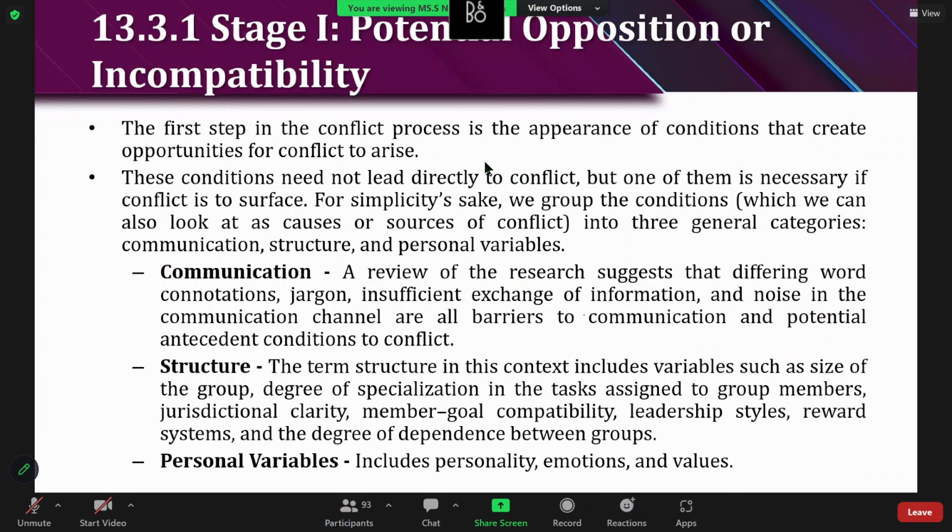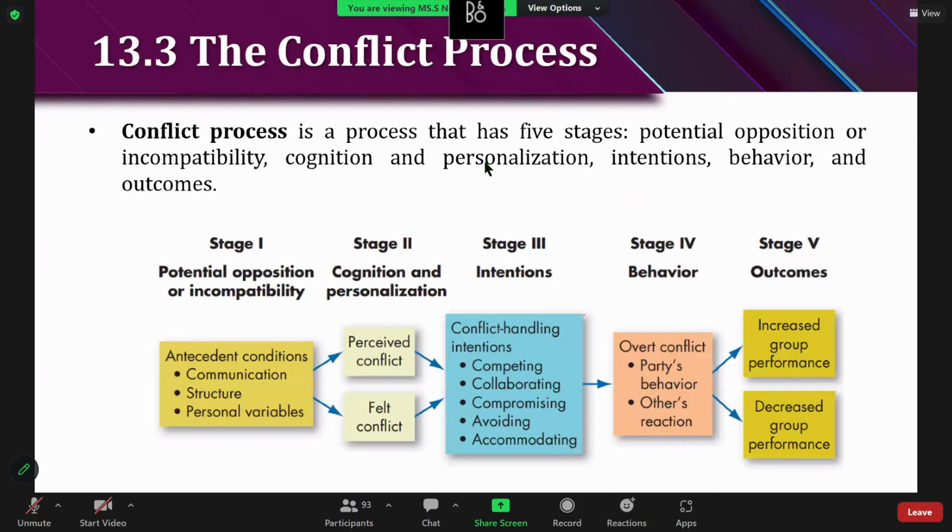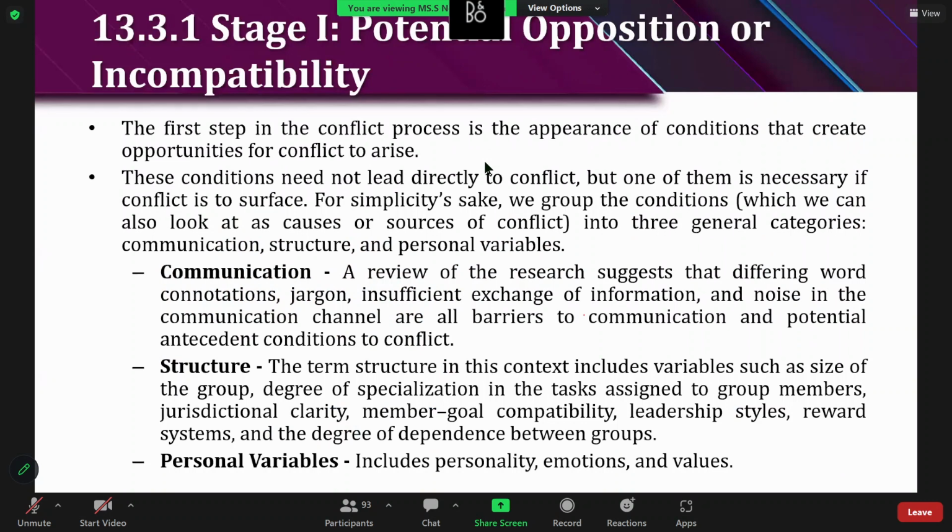Okay. So the first step is potential opposition or the incompatibility. This is the first step in the conflict process, the appearance of the conditions that create the opportunity for the conflict to arise.